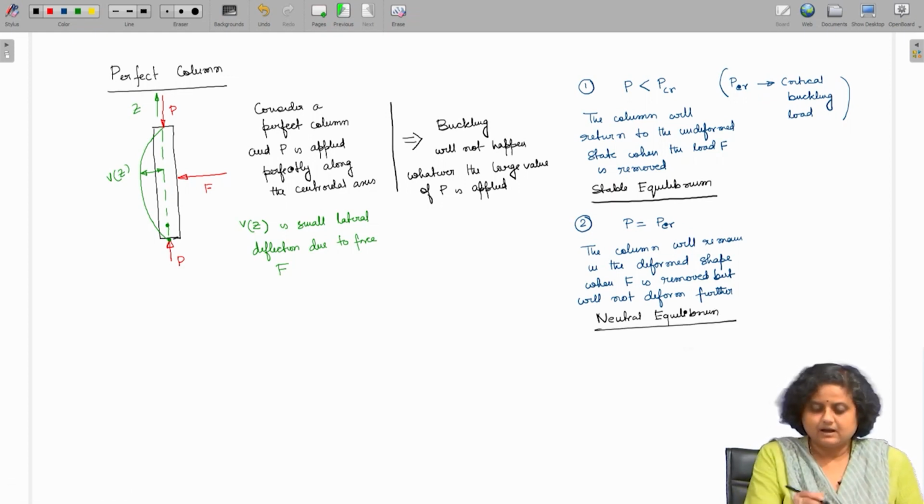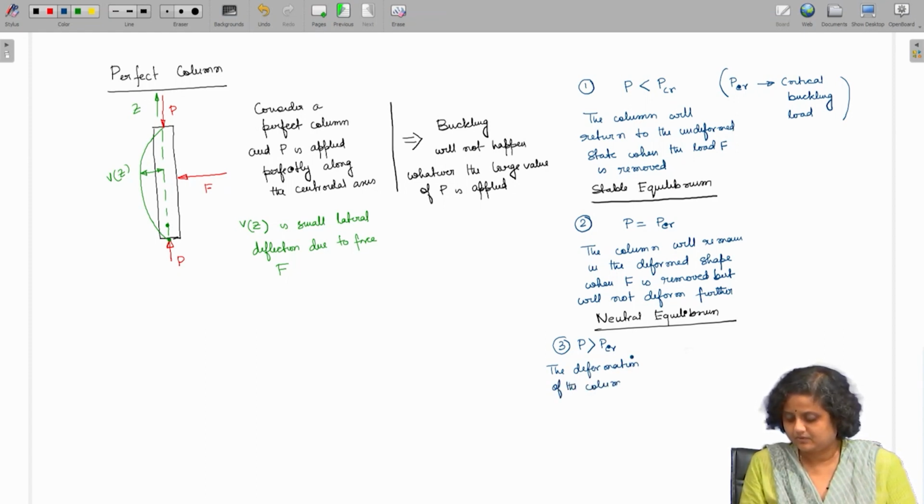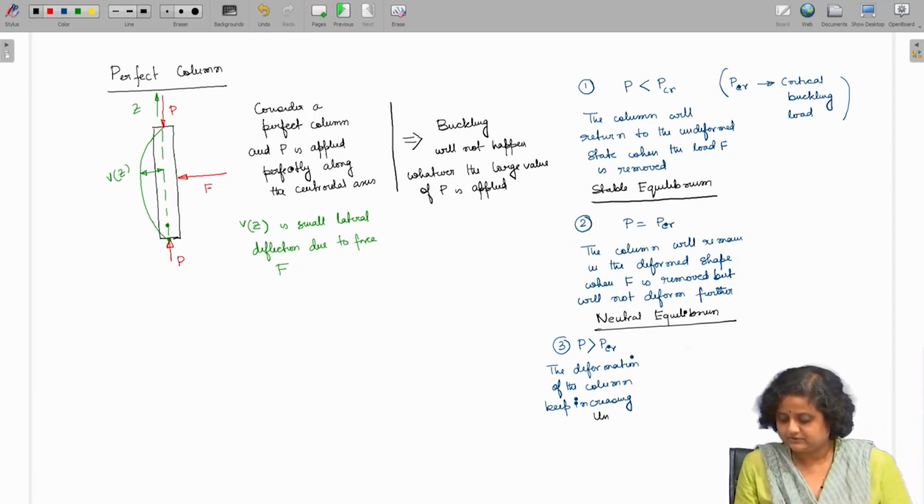And finally comes the third case where P is greater than P critical. Now, when P is greater than P critical, the deformation of the column keeps increasing, and it is unstable, and this therefore is under unstable equilibrium.